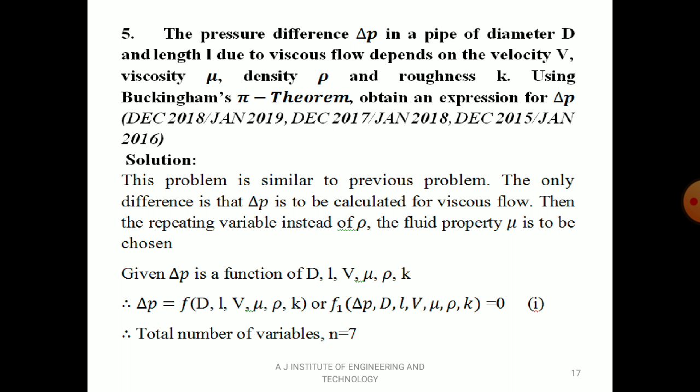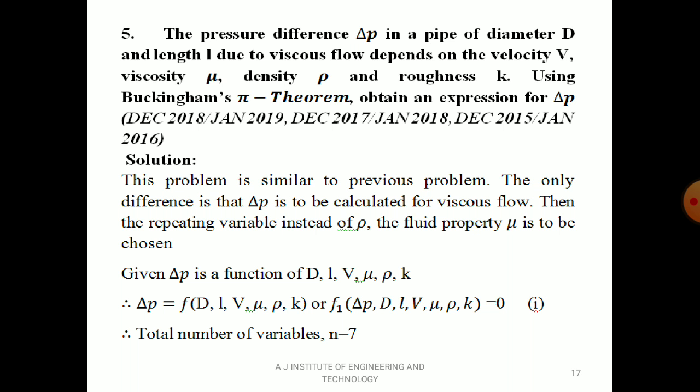So here you have to see that both rho as well as mu terms are there, but in the problem it is given that it is due to viscous flow. So importance should be given to viscosity. In place of rho, you have to take mu as the repeating variable corresponding to fluid property. Given delta P is a function of d, L, V, mu, rho, k, similar to the previous problem. Here roughness is k, then delta P equals f of d, L, V, mu, rho, k.